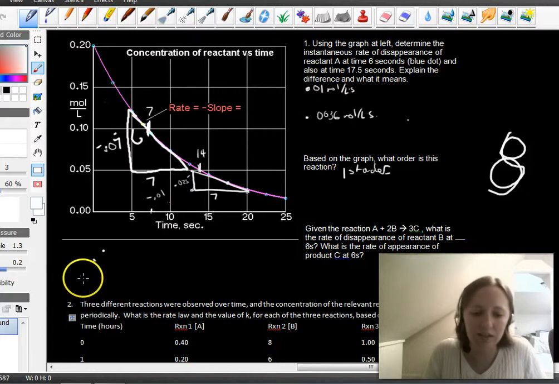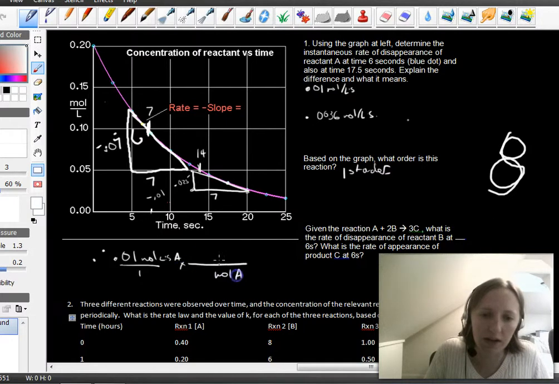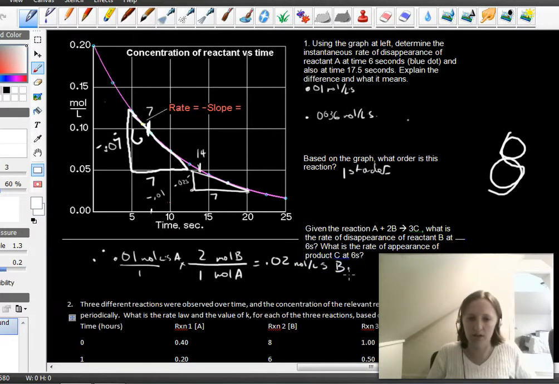And the way you do this is you go, well, for 0.01 moles per liter per second of A, you've got moles of A versus moles of B. That's 1 mole of A, 2 moles of B. So it's actually moving at 0.02 moles per liter per second of B are disappearing.